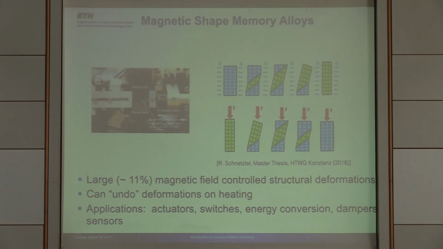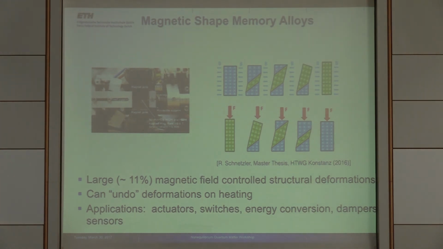So on the order of 11%. You can basically have size changes in your lattice on the order of 11% just by applying a few Tesla of magnetic field. It's sensitive to being in a particular phase of the material typically, and one trick is you can undo these deformations if you heat it up to this other phase. It basically has various applications currently in terms of actuator switches.